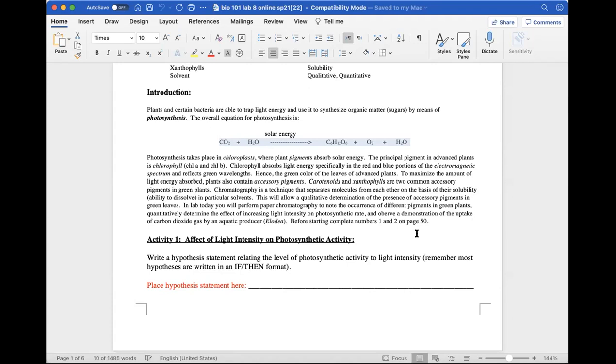In lab today, we're going to be talking about chromatography, which is a technique that separates molecules from each other on the basis of their solubility in particular solvents. This will allow us to qualitatively determine the presence of an accessory pigment in green leaves. So in lab today, you'll perform paper chromatography to note the occurrence of different pigments in green plants.